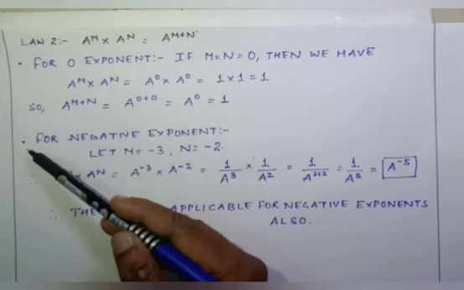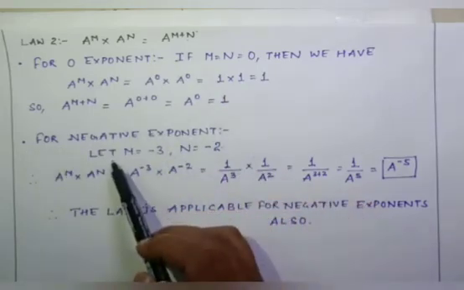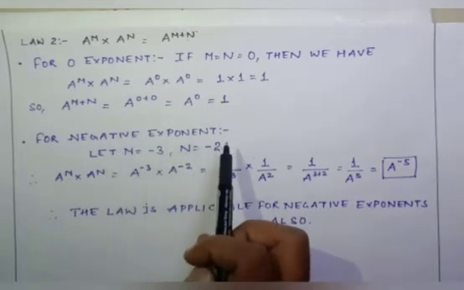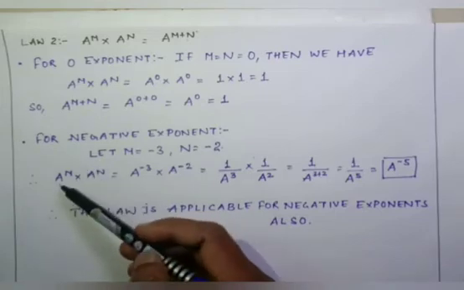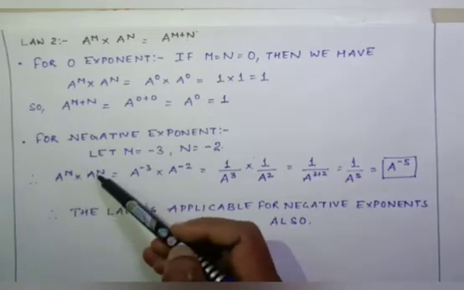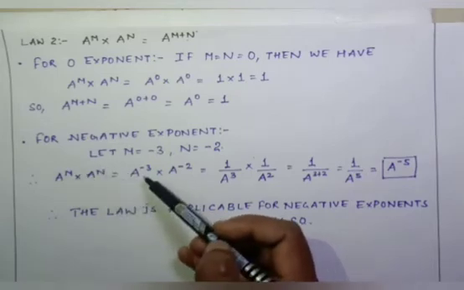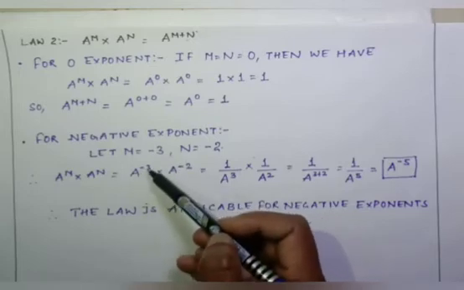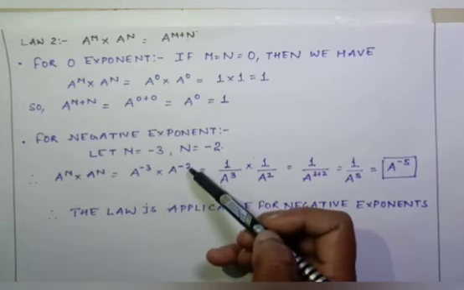Let us come to another point, that is for negative exponents. Over here we are going to assume m is equal to minus 3 and n is equal to minus 2, and again we are going to apply the same formula, that is a to the power m into a to the power n. Now in place of m and n I am going to place the value of m and n, that is a to the power minus 3 multiplied by a to the power minus 2.